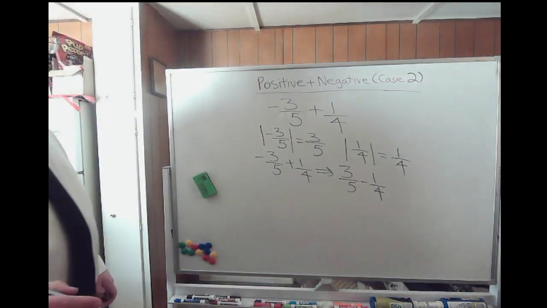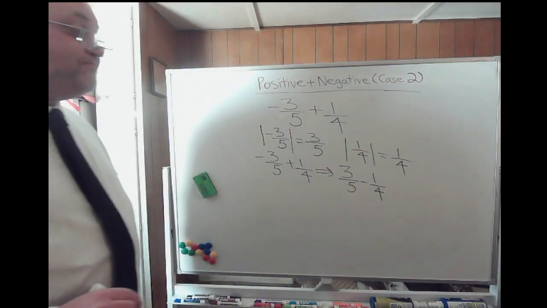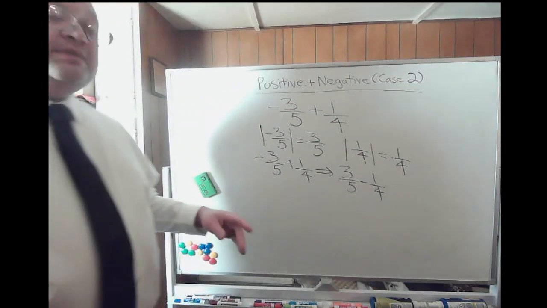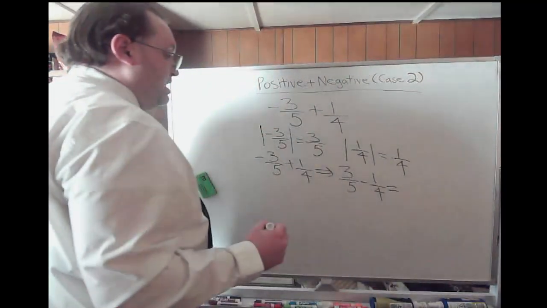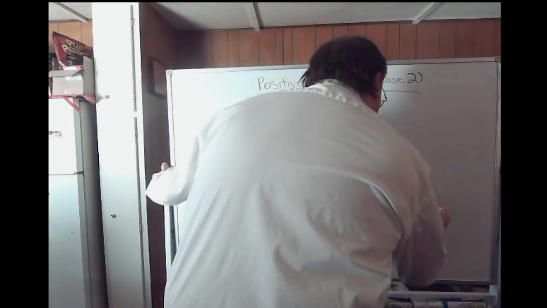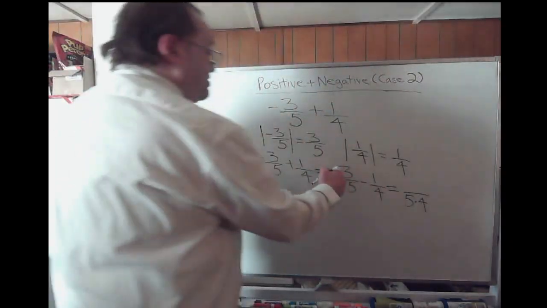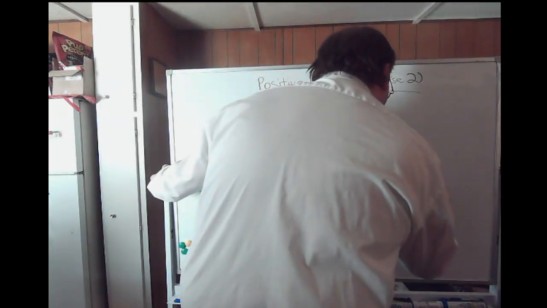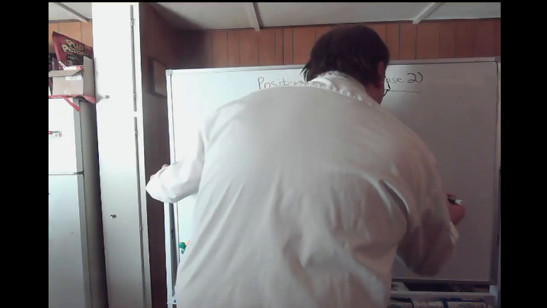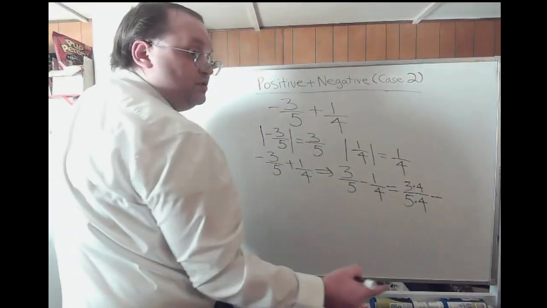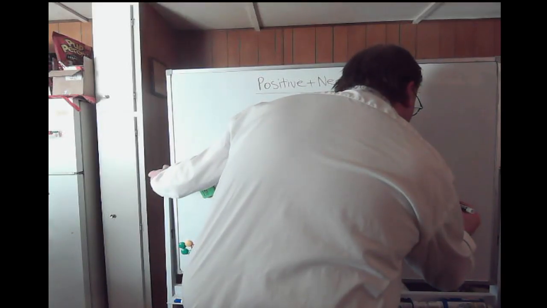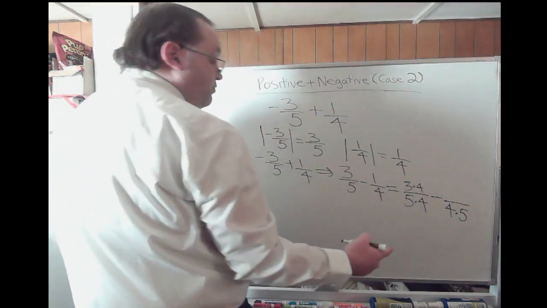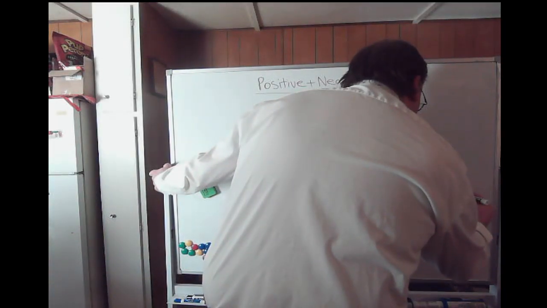But of course we got a fraction. We need a common denominator. The least common denominator between 5 and 4 is 20. So in order to make that 5 into a 20, you have to multiply by 4, which means you also got to multiply the numerator of 3 times 4. Minus, okay, in order to get that 4 into a 20, you got to multiply that by 5. Minus 4 times 5, which means you got to multiply that numerator of 1 times 5. You'll get 1 times 5.